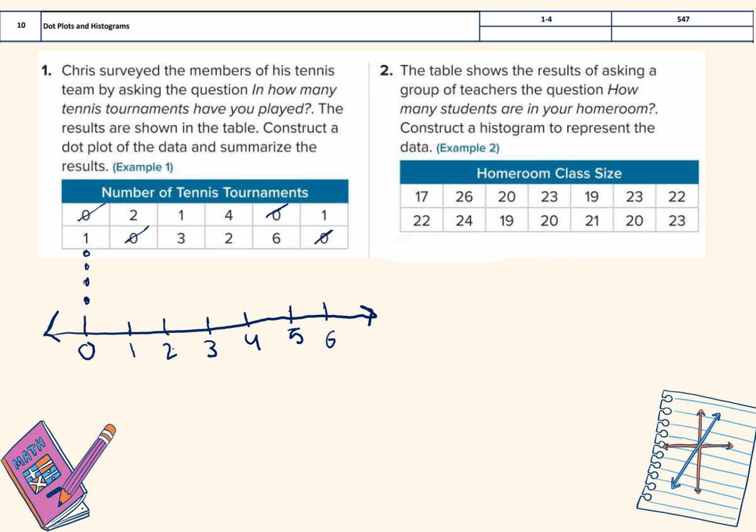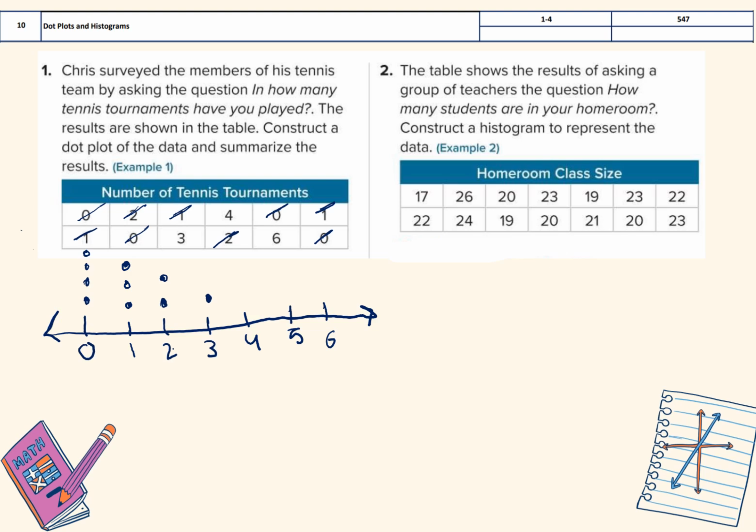That's why we call it a dot plot. You can also make X's if you wish. That's also correct. And then how many ones do I have? 1, 2, 3. We have 3 ones. So 1, 2, 3 dots above 1. Now, how many twos do we have? We have 2 twos. So we make 2 dots above 2. Now, how many threes do we have? We have only one 3. So only 1 dot above 3.